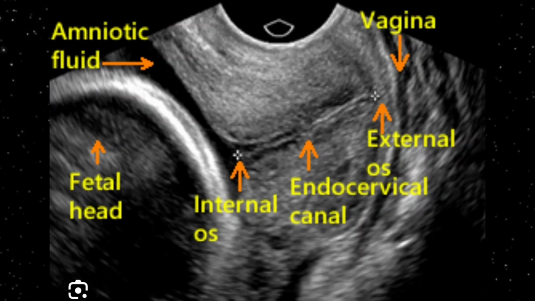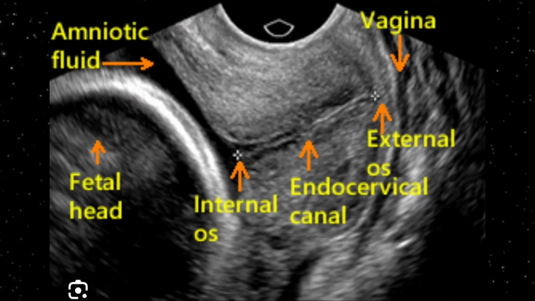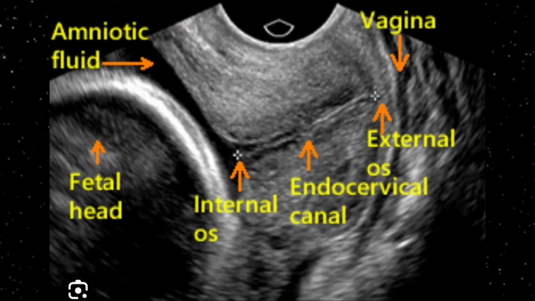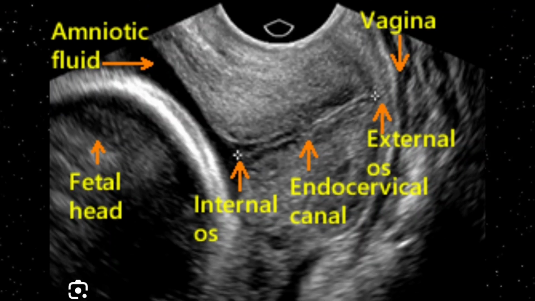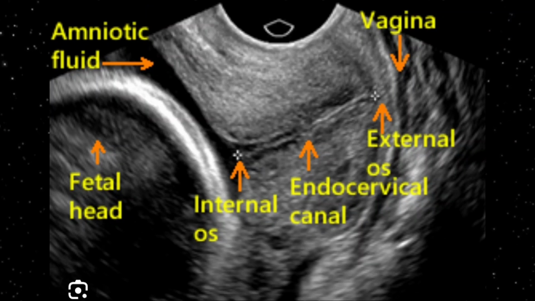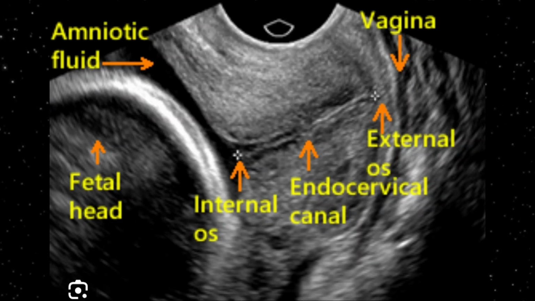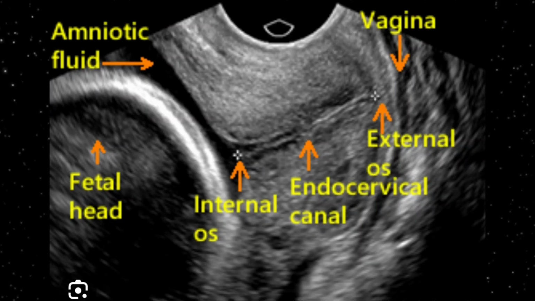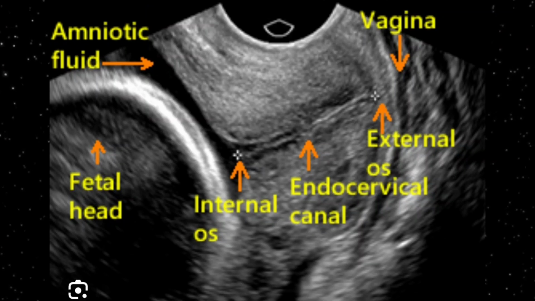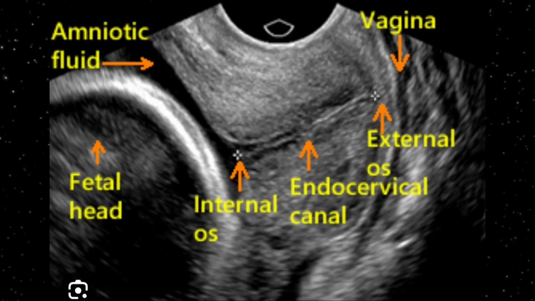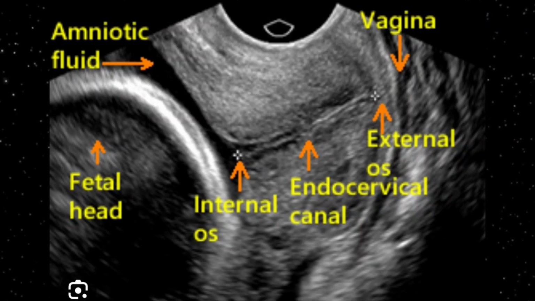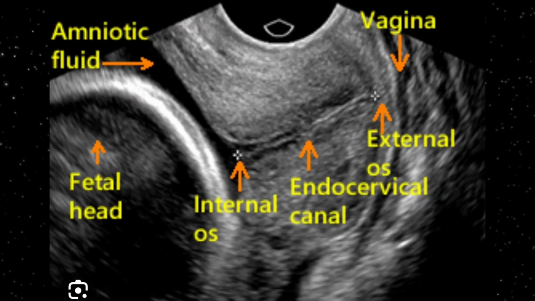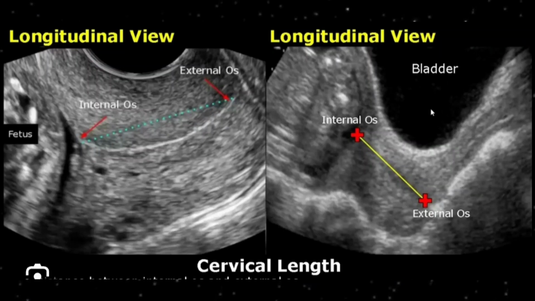So this was all related to the anatomy of the lower part of the uterus, to which you have to pay great attention when you are looking for cervical incompetence. And mind you, this can only be done when the patient is pregnant, when the uterus is gravid. So you have to focus on all these anatomical areas. Next comes how we can measure the cervical length.